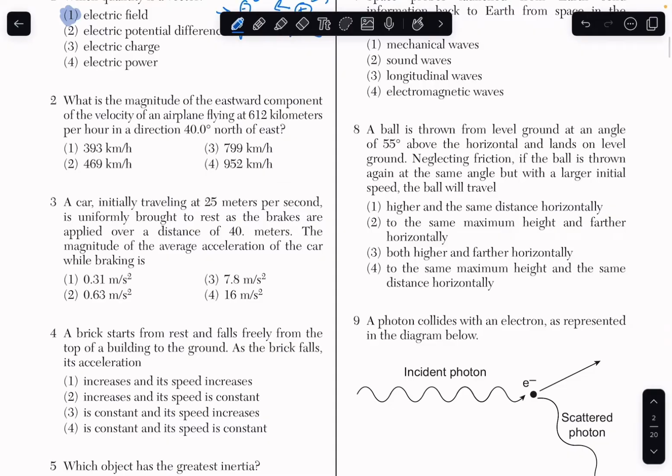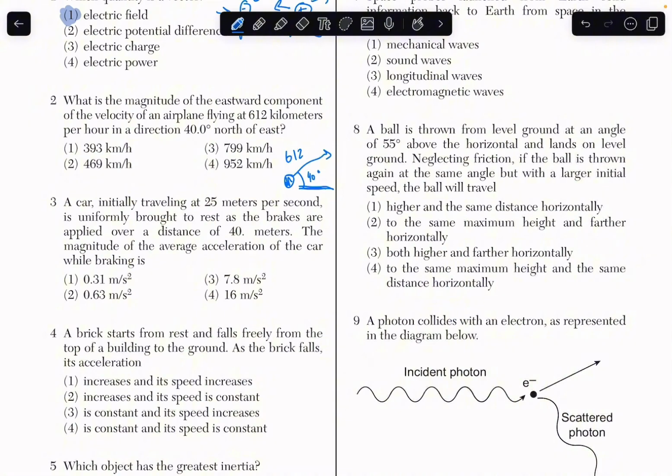Number 2. What is the magnitude of the eastward component of the velocity of an airplane flying at 612 kilometers per hour in a direction 40 degrees north of east? So let's draw this one out. This circle here is just going to be the airplane. It's going 612 kilometers per hour north of east. So north of east means we start at east. So there's our east. And it's 40 degrees. So 612 kilometers per hour, and this is 40 degrees.